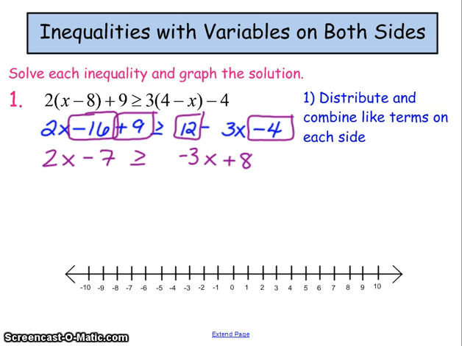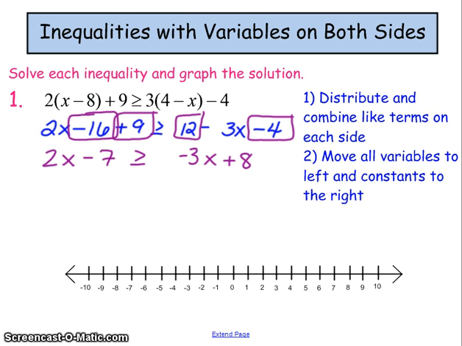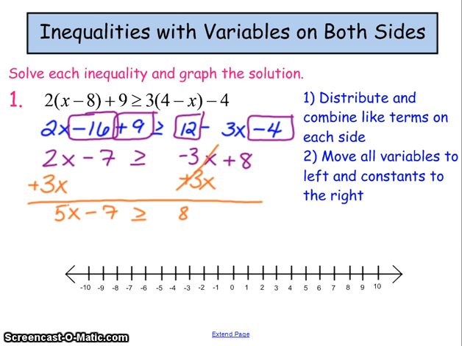Now that we've distributed and combined like terms, our next job is to move all the variables to one side of the inequality. I move them to the left, and to move all the numbers to the right side of the inequality. So if I'm moving all my variables to the left side, that means that the first thing I need to do is add 3x on both sides, which gives me 5x minus 7 is greater than or equal to 8 after the 3x's cancel out.